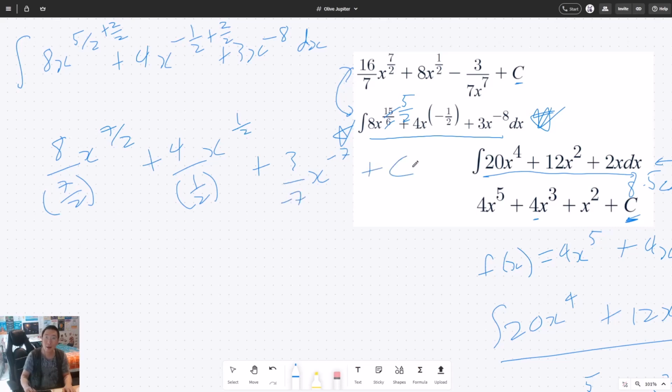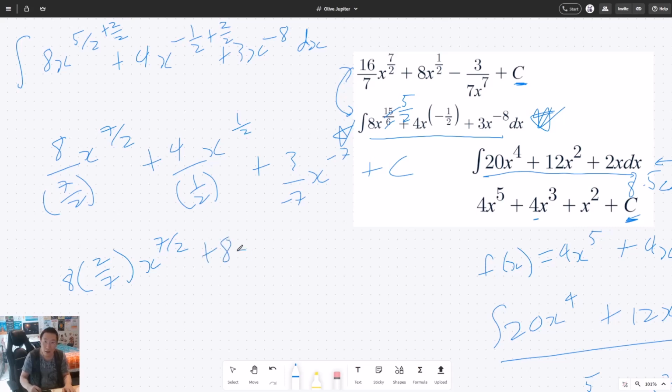And then we add a constant at the end. Remember this constant, don't forget it. Okay, now that we've done that, we are going to move on and actually solve this. So we have 8 divided by 7 over 2, which is equal to multiplying by 2 over 7, times x to the power of 7 over 2. Divide by 2 is basically multiply by 2.